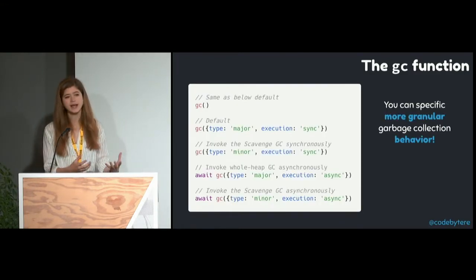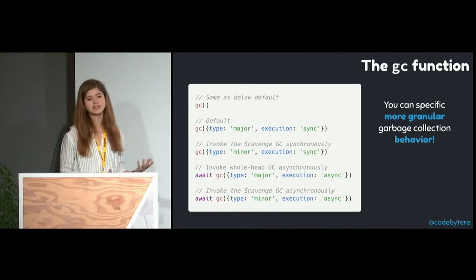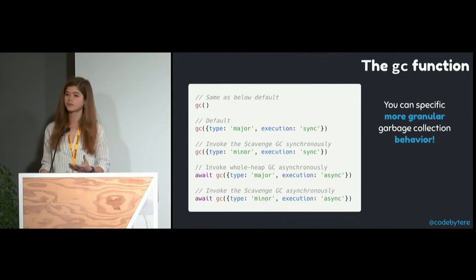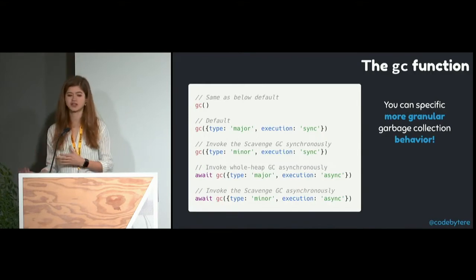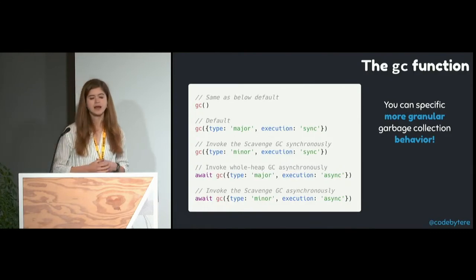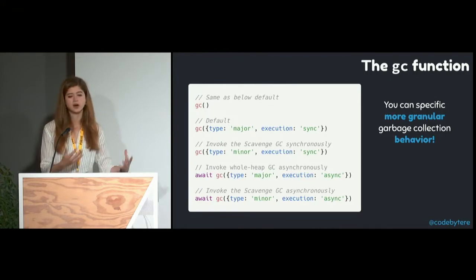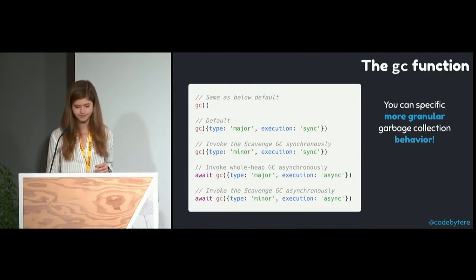So you can pass an options object to this gc function to more specifically tell Orinoco what kind of collection you'd like to perform. By default, without that parameter, by just running gc with parentheses and no options, what you're going to get is a synchronous major garbage collection, meaning that collection will be performed synchronously over the whole heap. This options object allows you to choose between major and minor garbage collection, and synchronous versus asynchronous garbage collection. You can mix and match these options as you wish.